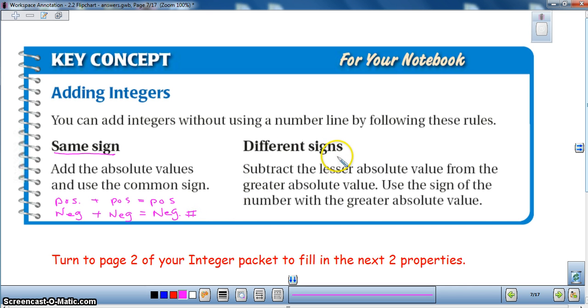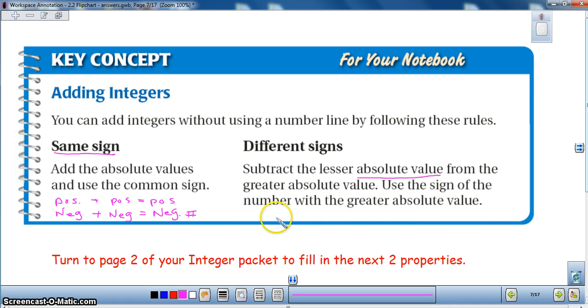What about if we have different signs? It says subtract the lesser absolute value. That's why we had to talk about absolute value the first day. Absolute value, remember, is that distance from 0. Subtract the lesser absolute value from the greater. Use the sign of the number with the greater absolute value.